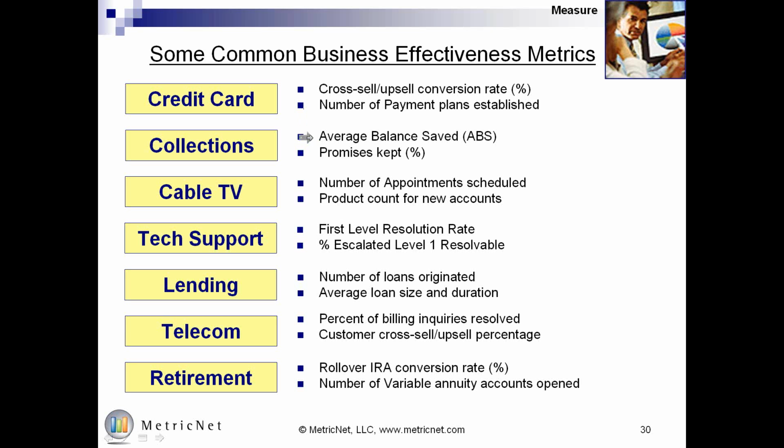In a collections call center, the ABS, otherwise known as average balance saved: if you're given a $1 million portfolio of outstanding debt and the customers are behind on that debt and you end up recovering $600,000 of that, then your ABS is 60% because you've recovered 60% of that outstanding $1 million.